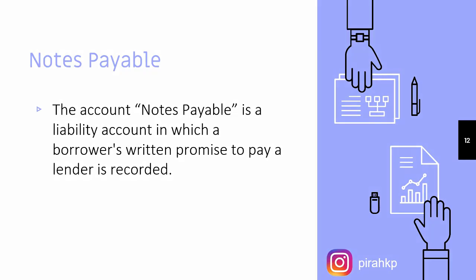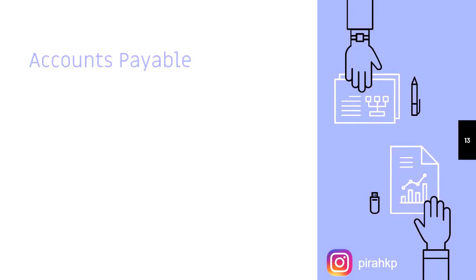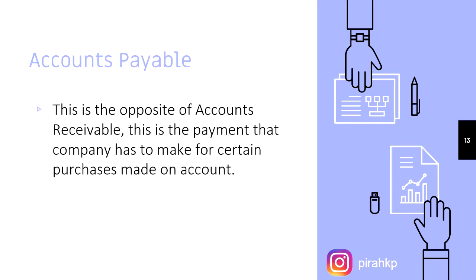Alright? Same is the situation with accounts payable. They are opposite of accounts receivable, and this is the payment that company has to make for certain purchases made on account. On account means that a promise is made, we will pay later. If you remember from accounting equation, we have done almost all of these entries and the video will be linked in the description box. And I told you exactly what accounts payable and accounts receivable are.